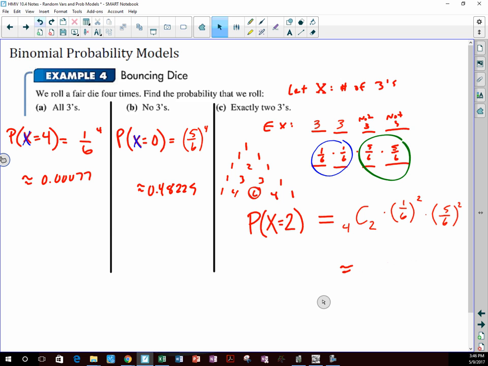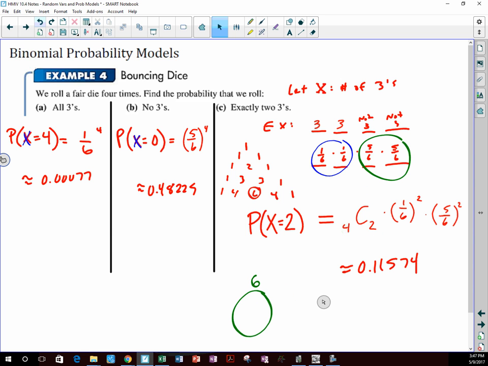I don't care if you just type it in your calculator. You could type this all in at once, but this value ends up being 6 times 1/6 squared times 5/6 squared. Our probability ends up being 0.116.